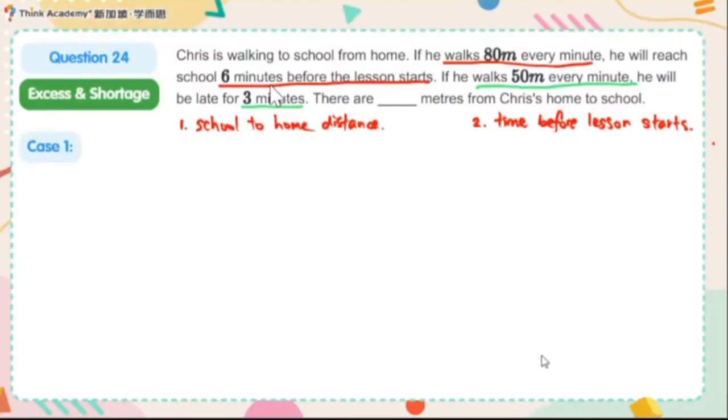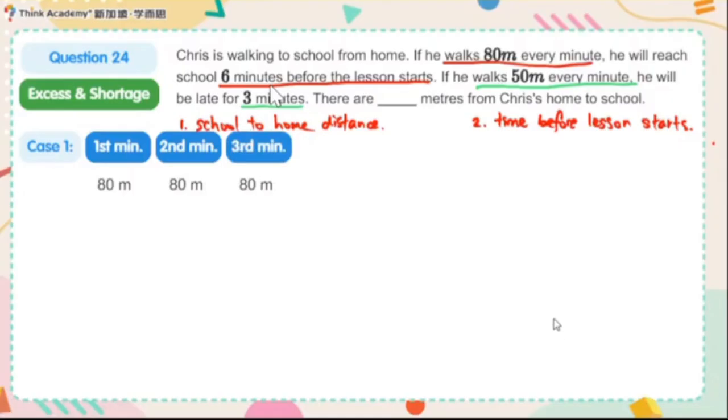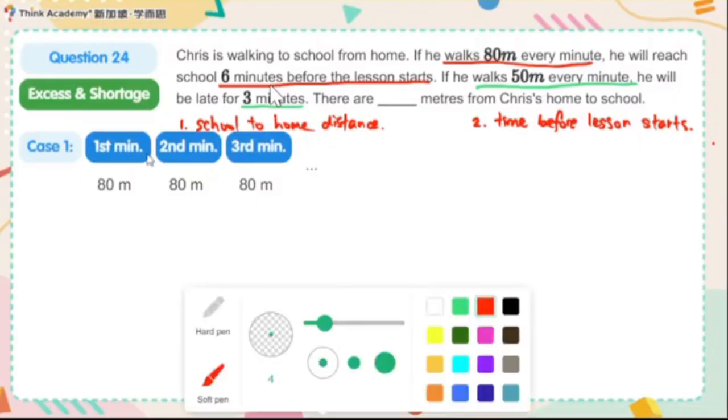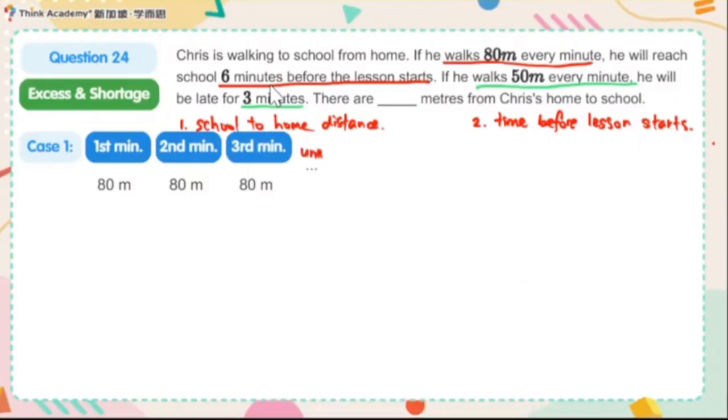Case one, let's assume the time before the lesson starts is some number of minutes. And in every minute, first minute, he walks 80 meters. Second minute, 80 meters. Third minute, 80 meters. Every minute, he walks 80 meters until school starts, right? So here, the key point is we want to make it until the school starts. Let me write it a bit more clearly. Until school starts.